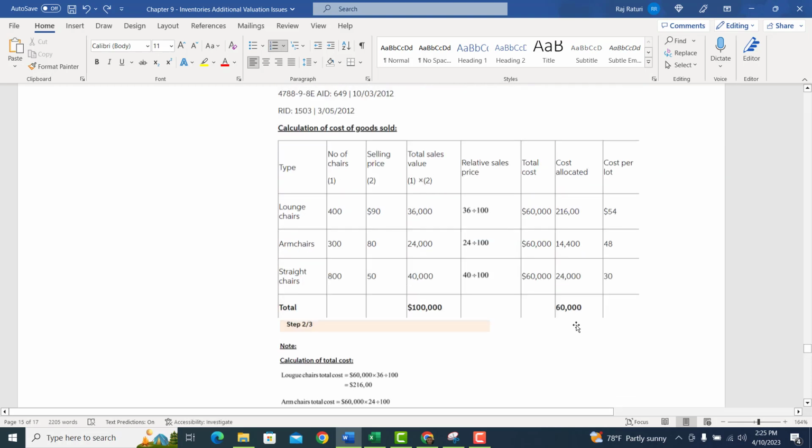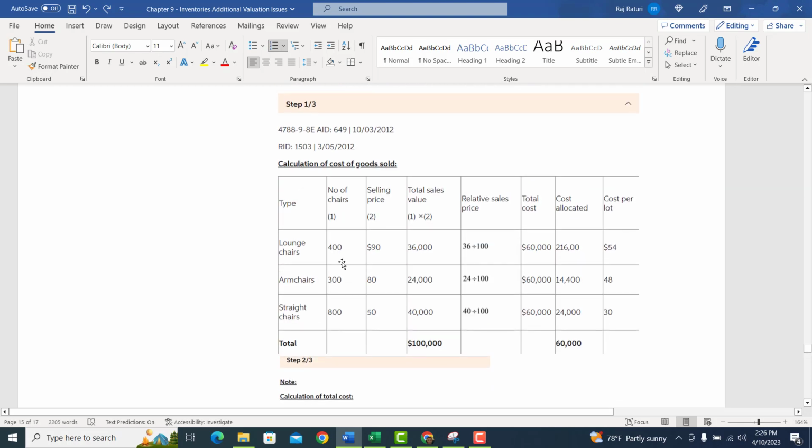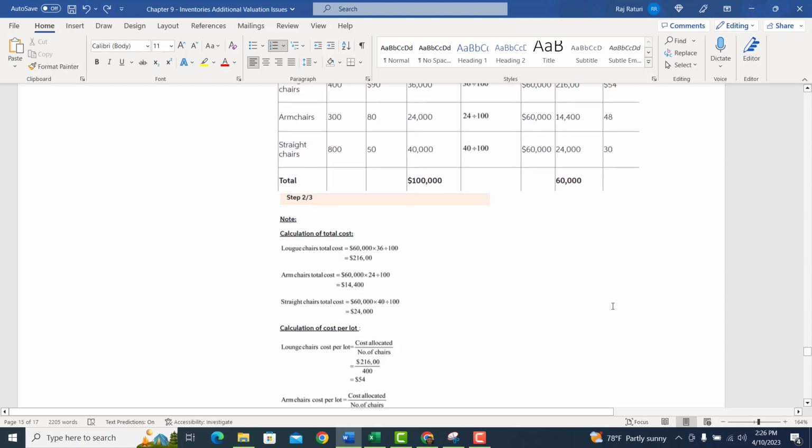So another example that is really parallel to others. I have a number of chairs again times the selling price, total value. I do an apportionment, a relative sales value. What do I multiply that by? The total cost, which I'm given. This time it's consistent, and we get a cost allocated. After I multiply that, you get our cost allocated, and for cost per lot, you divide it by the number of chairs, and we get our cost per lot.